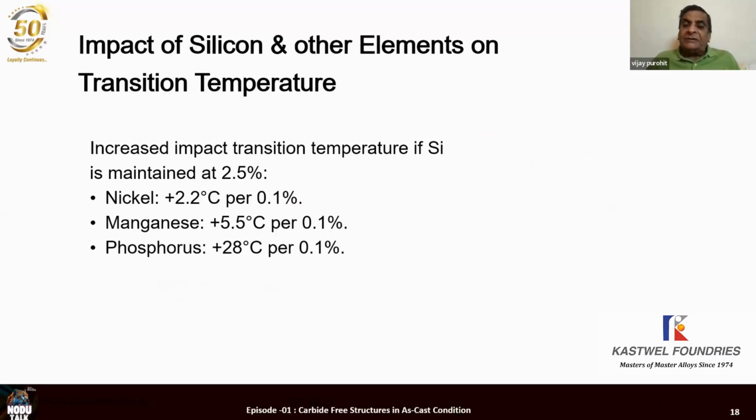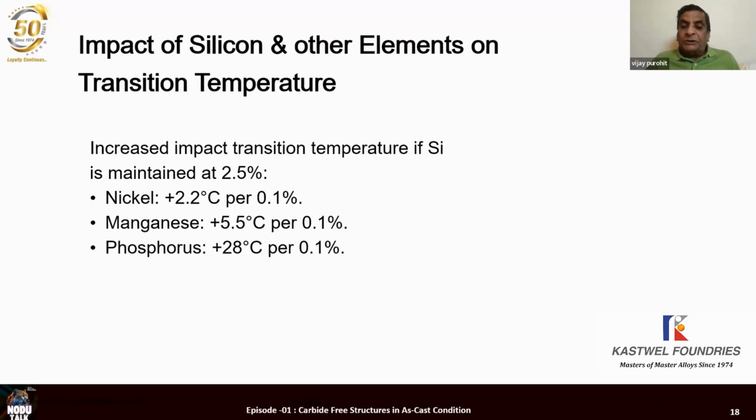But apart from silicon, there are other elements which also increase the transition temperature. Nickel, if it is added to 0.1%, will increase the transition temperature by 2.2 degrees Celsius. Manganese, if we add 0.1% extra manganese, it will increase the transition temperature by 5.5 degrees centigrade. Phosphorus, if you add 0.1% phosphorus, your transition temperature will increase by 28 degrees centigrade. Can you imagine?